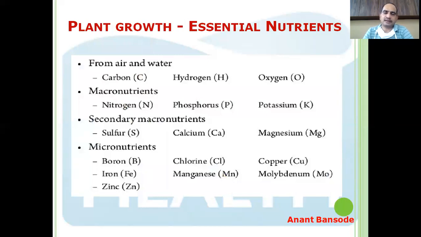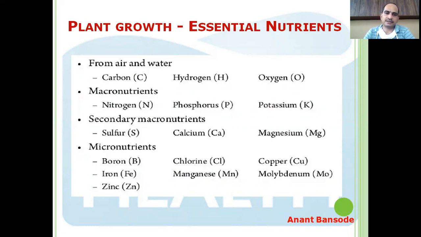Now as far as plant growth is concerned, the plant requires n number of nutrients, and the nutrients are roughly classified as follows. From air and water, the plant gets carbon, hydrogen, and oxygen. The source of carbon is carbon dioxide present in the atmosphere, the source of hydrogen is water, and the source of oxygen is water and again the oxygen present in the atmosphere. Then the macro or major nutrients are nitrogen, phosphorus, and potassium. These are available in the soil, and we also need to feed them through fertilizer doses.